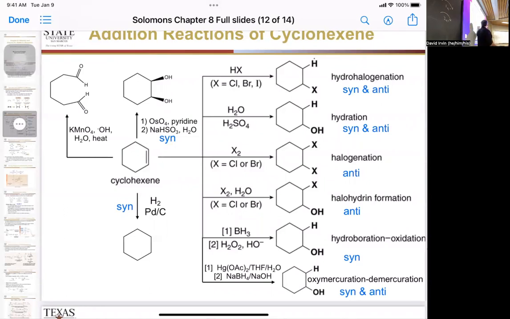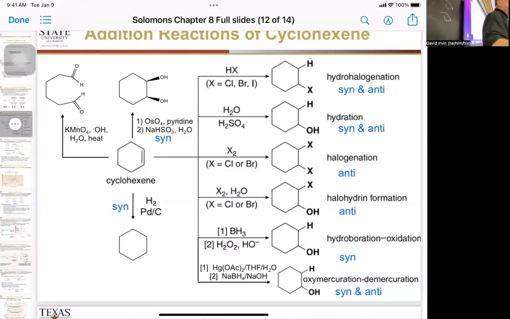And then we can also do what we already did in the last chapter, hydrogenation. We learned that hydrogenation is syn addition because it sets down on the surface and adds both at the same time. All right, so these are all the reactions we're going to learn in this chapter, plus a couple more. But the key here is we need to know what their selectivity is. Each of these reactions we want to use selectively because it gives us a certain product. So look for that in our mechanisms.